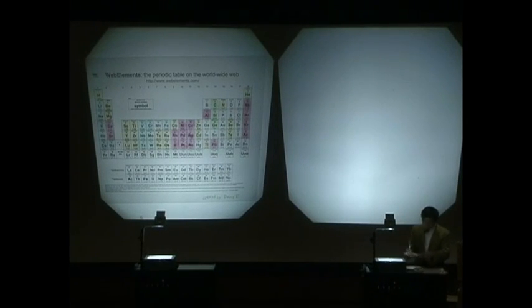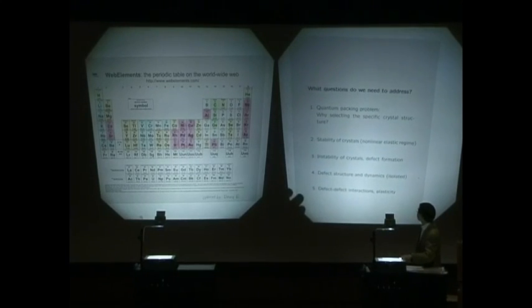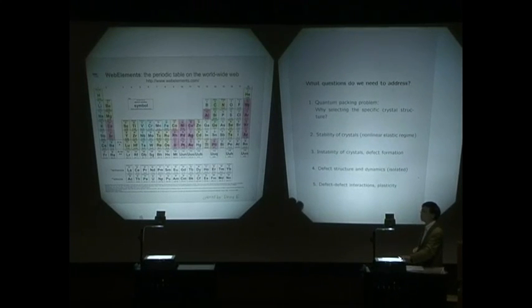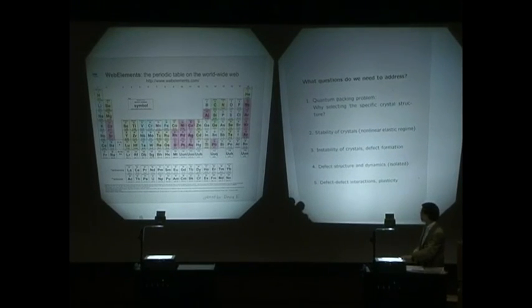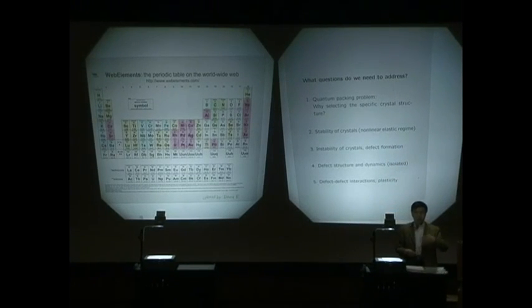Okay, now, what questions do we need to address? I already mentioned that one should understand the quantum packing problem, why certain crystal structures are selected for certain atoms. The second question is to understand why crystals are stable. This is the elastic regime; it could be nonlinear elastic, but this is the elastic regime. Why are crystals stable? Why don't they fall apart? And then the third question: when do instabilities develop and defects start to form, such as dislocations that I suggested earlier, and then the structures of the defects and the dynamics of the defects.